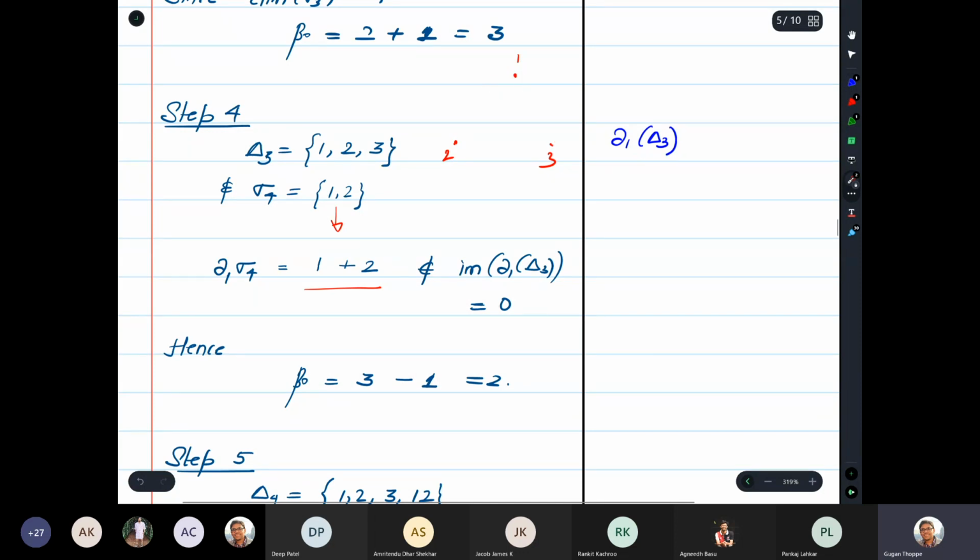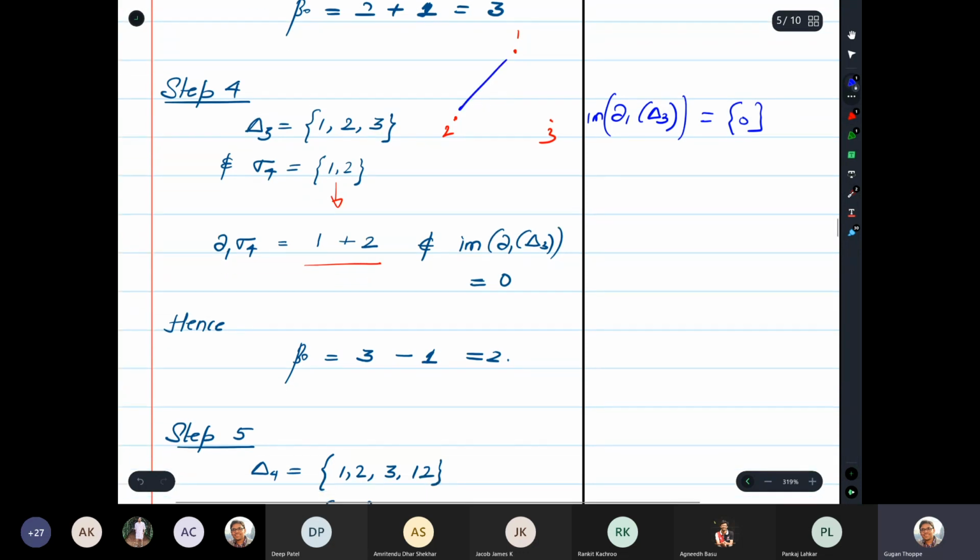So if I apply ∂1, I hope you agree that the image of ∂1 of delta 3 is going to be trivial, right? So in that sense, 1 plus 2 does not belong to the image. So this condition is not satisfied, in the sense that this does not belong to the image. That's why whenever I add this edge to it, this will lead to destruction, right? So when I'm adding this edge, the Betti 0 will reduce by 1. So you can see that now Betti 0 will become 3 minus 1, which is 2, right? And that is what we expect. In this simplicial complex, there are basically 2 components, and that's why Betti 0 is 2.